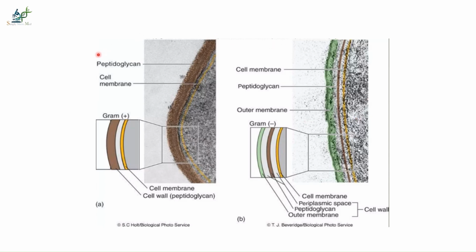And this is the electron microscopic picture of gram-positive and gram-negative bacteria. Here you can see this is the peptidoglycan layer. This is the thick peptidoglycan layer seen in gram-positive bacteria. Here you can see the thin peptidoglycan layer, and the outer membrane can be seen in gram-negative bacteria, but not in gram-positive bacteria. This is the periplasmic space, and it can be seen only in gram-negative bacteria, not in gram-positive bacteria.